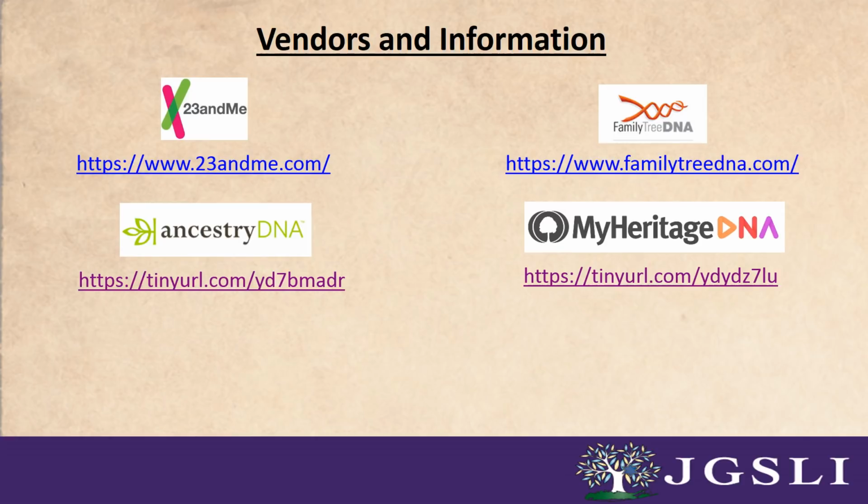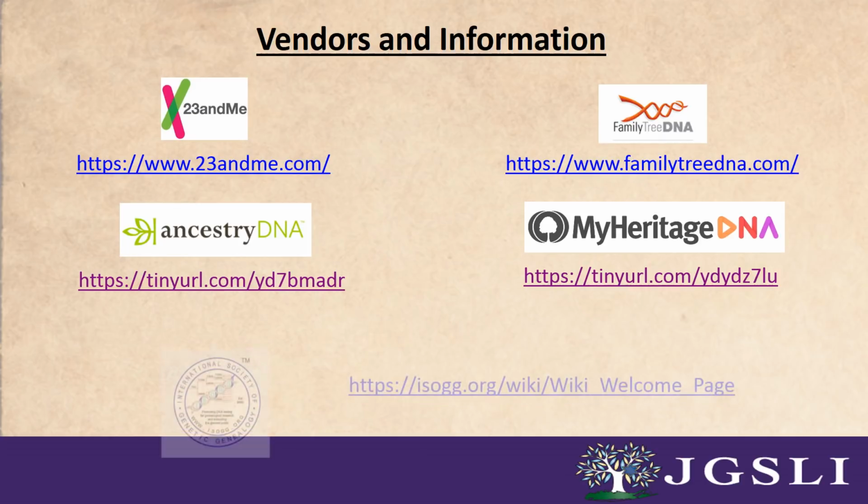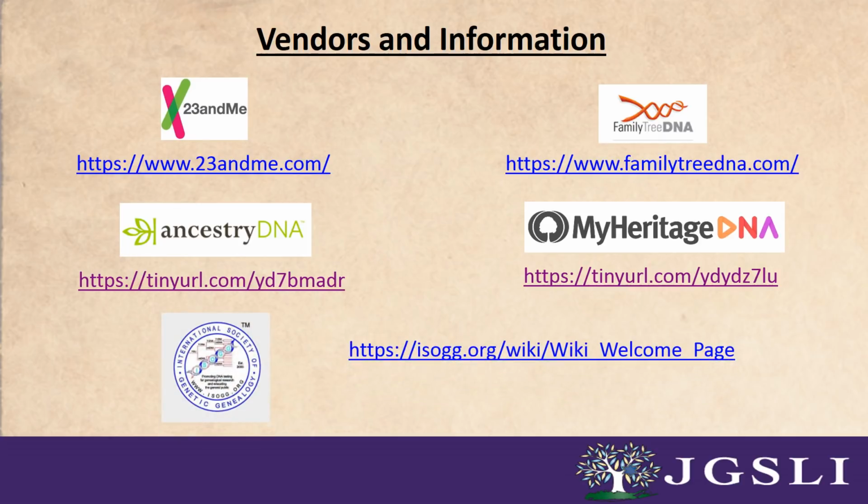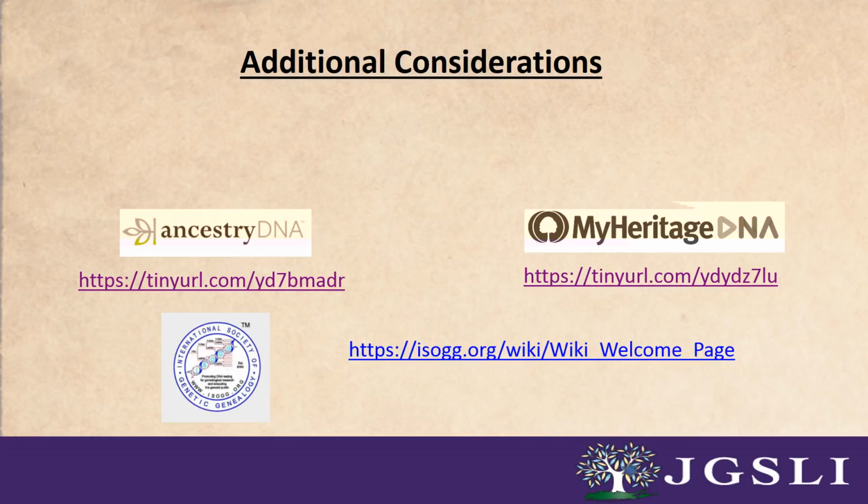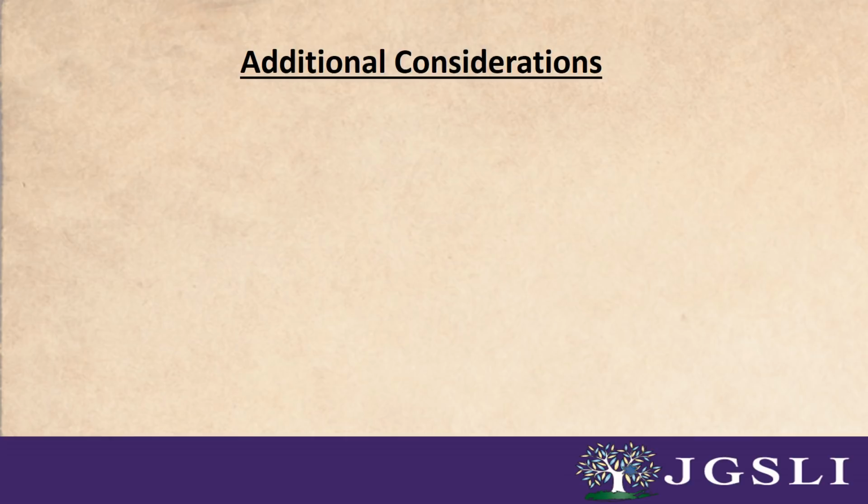JGSLI does not make any recommendations since your goals may differ and the landscape of offerings is changing so quickly. The most recognized non-commercial site is the International Society of Genetic Genealogy wiki page. This is an excellent source for educational material and new articles. As we all know, the larger the number of records in a database, the higher the probability of finding useful data. This holds true for finding relevant matches in a DNA database.